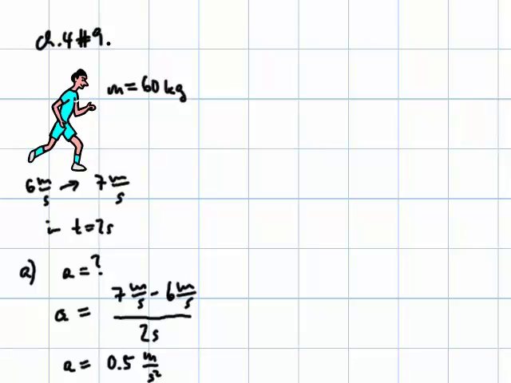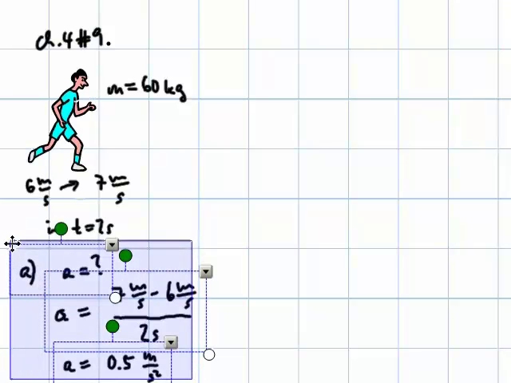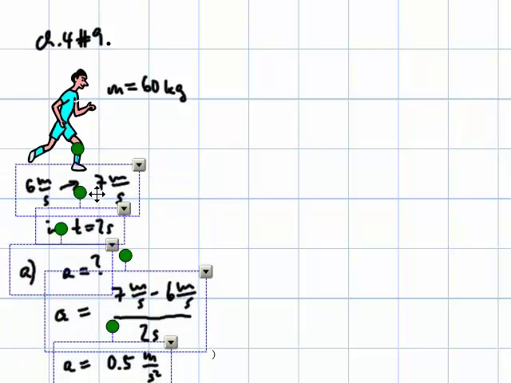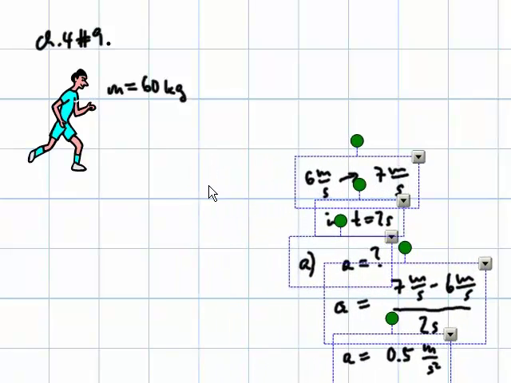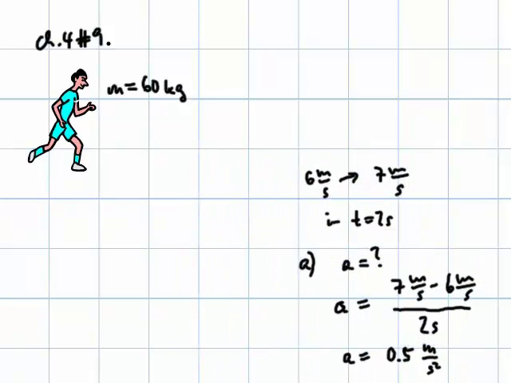Okay, second part of the problem says, to gain speed, the runner produces a backward force on the ground so that the ground pushes the runner forward, providing the force necessary for acceleration. Calculate this average force. I need a little bit of space here, so I'm going to see if I can move the stuff out of the way. Okay, so there is a force backwards that the runner exerts on the ground.